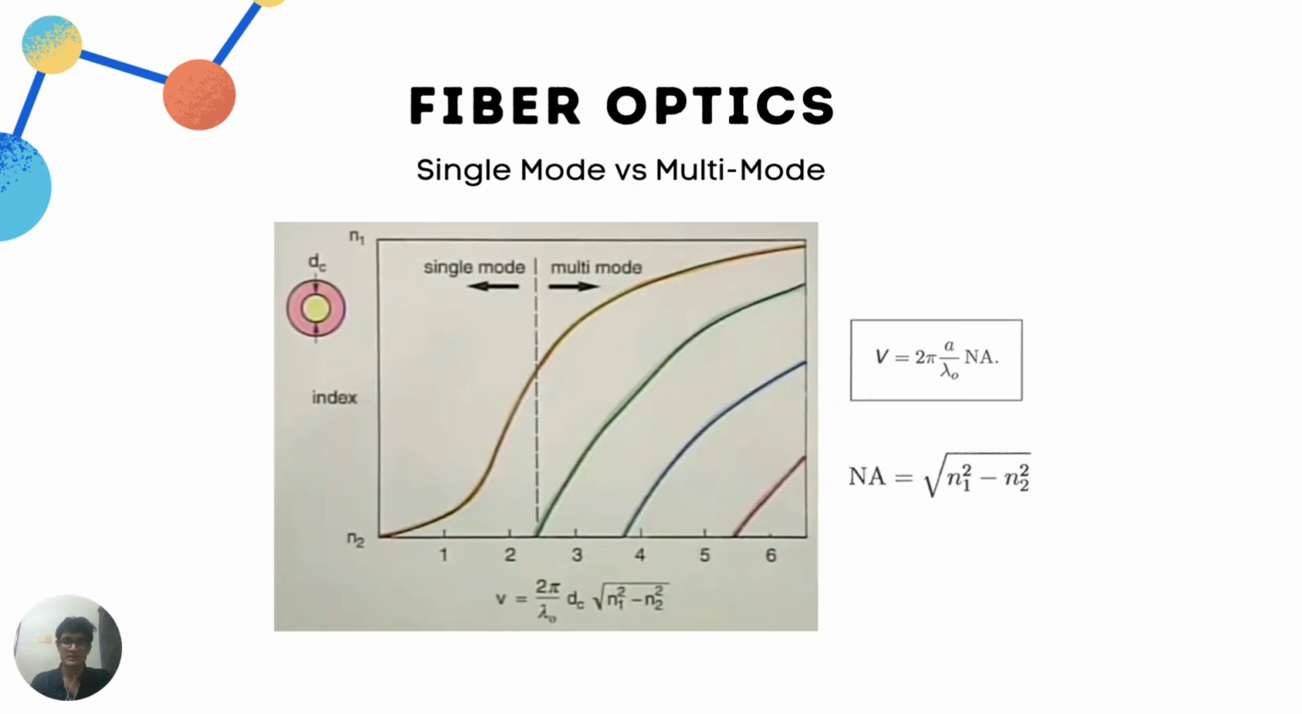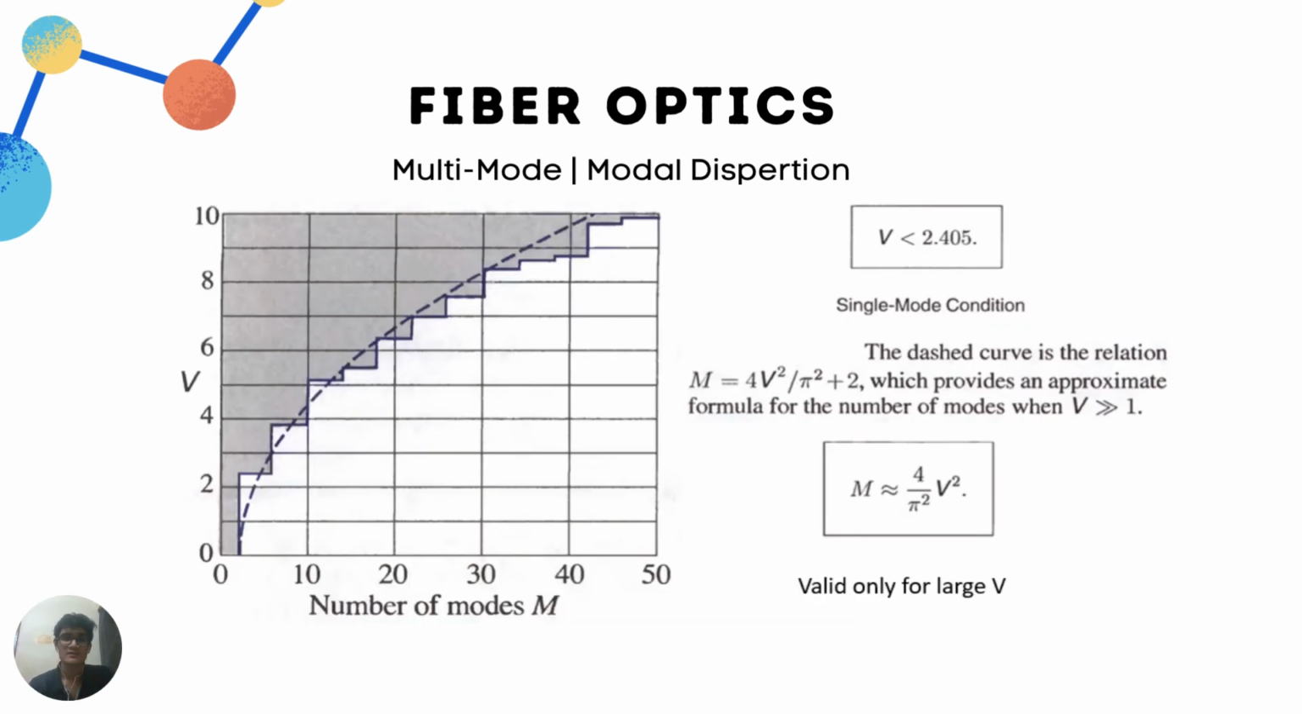Now, in this diagram, there is something called a V parameter, which is given by the formula 2 pi a NA by lambda naught, where a is the radius of the cable. NA is something called the numerical aperture, which is given by the formula square root of n1 squared minus n2 squared, where n1 is the refractive index of the core. Now, the V parameter decides whether the incident beam is going to go as a single mode or a multi-mode.